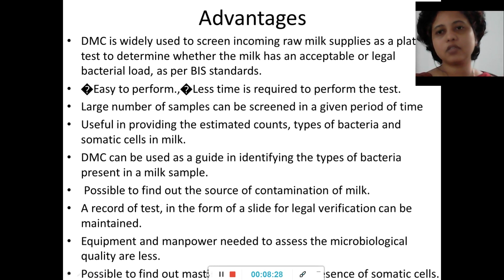That is, if there is inflammation of the mammary glands, that will result in the condition called mastitis. In that case also there will be a presence of somatic cells or the body cells in the milk. They can also be detected by the direct microscopic count test.